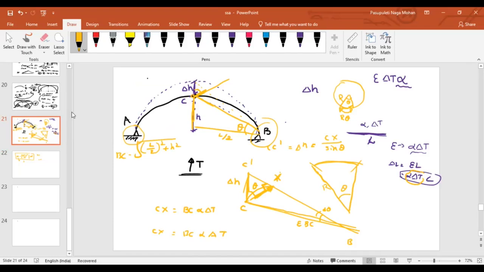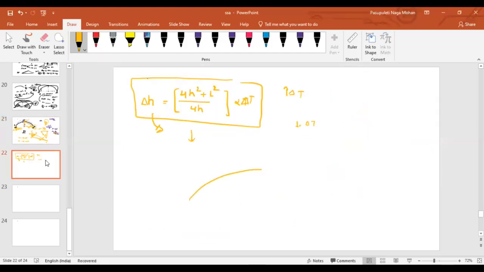There will be any effect or not. If these two supports are at the same level, this reaction has the same values, let us say. If I'm considering a parabolic arc subjected to UDL loading, if both supports are at the same level, what are the support reactions? WL by 2, WL by 2.